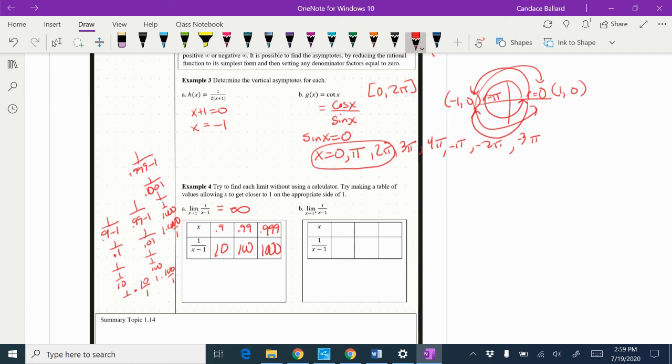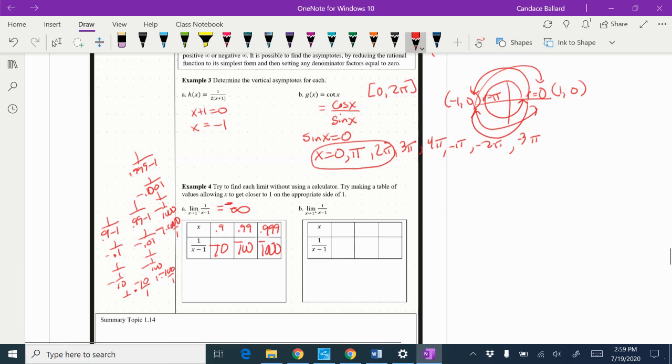Did I do something wrong? I think I did. All right, so look at this. It should have been negative 0.1, which makes it negative 10, right? And this one should have been negative 0.01. I missed my sign. And this one should have been negative as well. So we just have to swap our signs. So it's actually going to negative infinity.